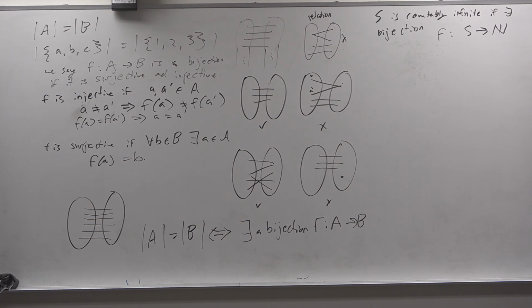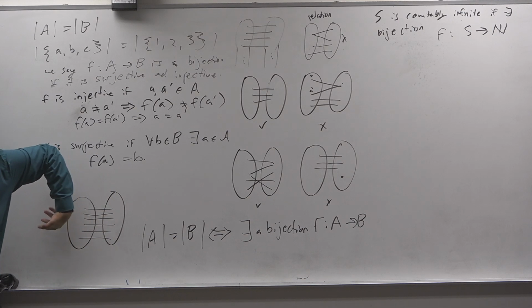Not sure anyone remembers. That's okay. The inverse of a bijection is also a bijection. That you could prove. Here's the picture, though, not a proof. That's the bijection, and then that's the inverse bijection, right?